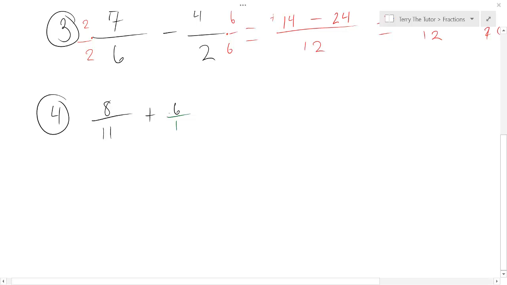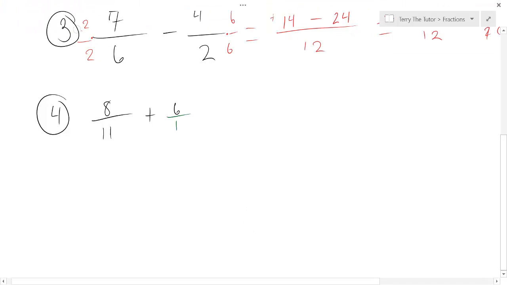Let me go through that again. 6 can be written as 6 over 1, or 12 over 2, or 18 over 3. But let's just focus on the easy one. We've got the number 6. That can be written as 6 over 1. Because I say 6 divides into 1 6 times. Beautiful. Okay, that point is gone. Now, let's get back to the math.